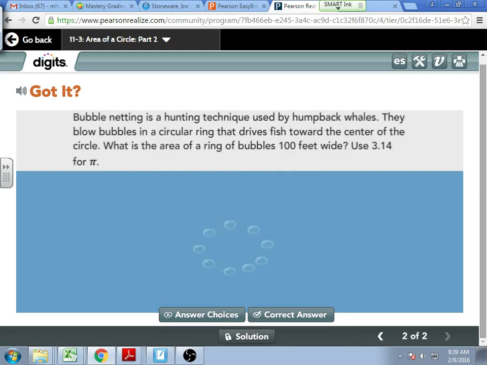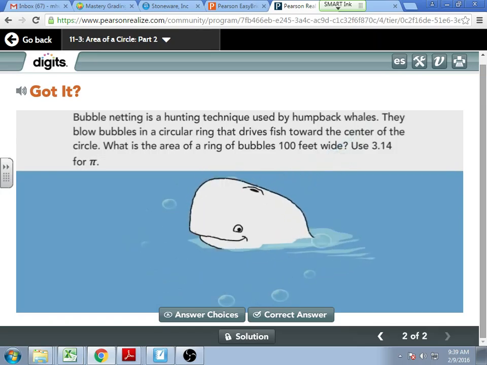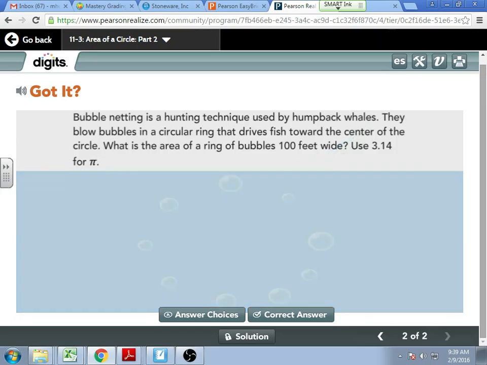Bubble netting is really weird. Water and bubbles floating up. It's a hunting technique that humpbacks use. The bubbles confuse the other fish, and they kind of make them feel like there are other things or other creatures there. So it kind of scares them towards the whales.